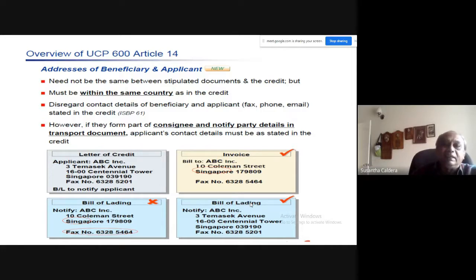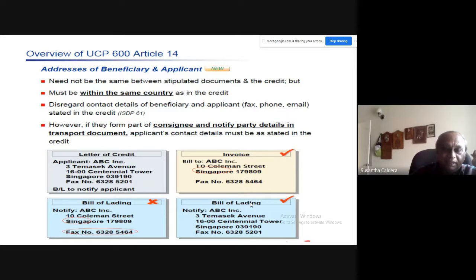Disregard contact details of beneficiary and applicant, fax, phone, email stated in the credit. Right? ISBP 61. However, if they form part of consignee and notify party details in the transport document, the applicant's contact details must be as stated in the credit. If they form a part of consignee and notify party details, then it has to be as per the LC details.